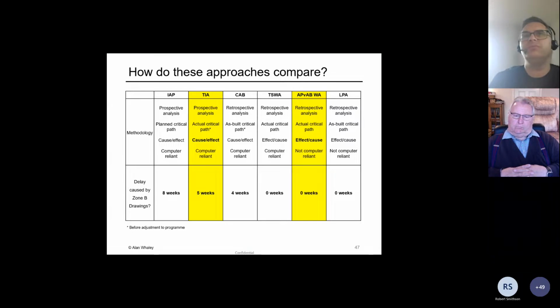So I've just listed what the results would be using the other methodologies there. I won't go into those just now, but what you can see on the left-hand side of the table is that generally the computer-reliant methods tend to produce very large delays, and generally the factual retrospective methods tend to be arguably more accurate. And in this scenario, there wasn't any delay due to the mitigation that was achieved.